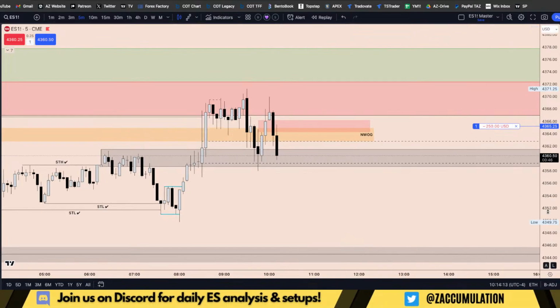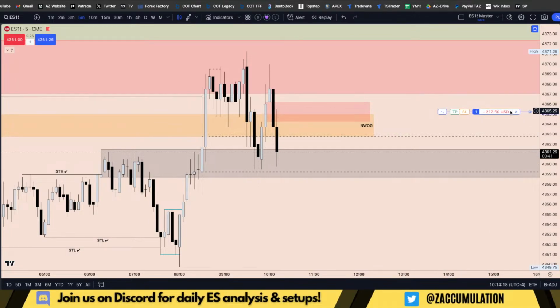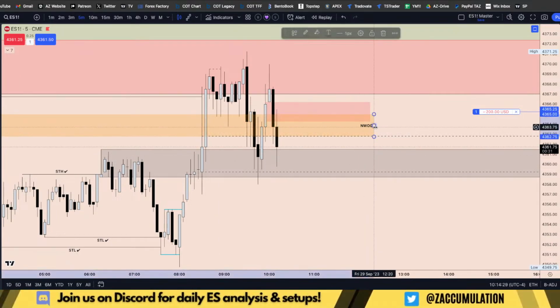So let's see. Obviously, we didn't hold support on this bullish 5-minute fair value gap. We're still in between. This is really annoying. I don't like watching that. If I see something that I don't like, I usually just walk away.